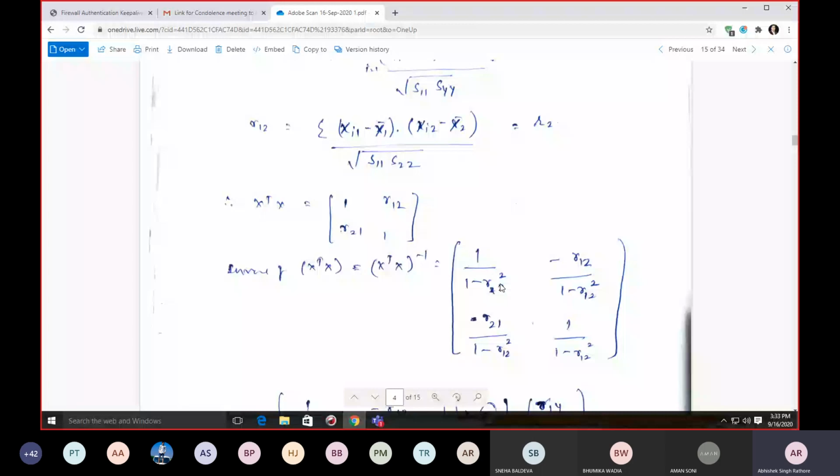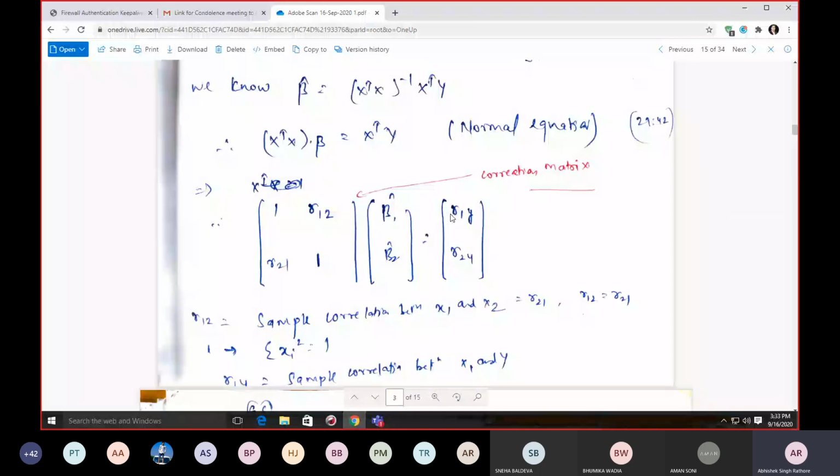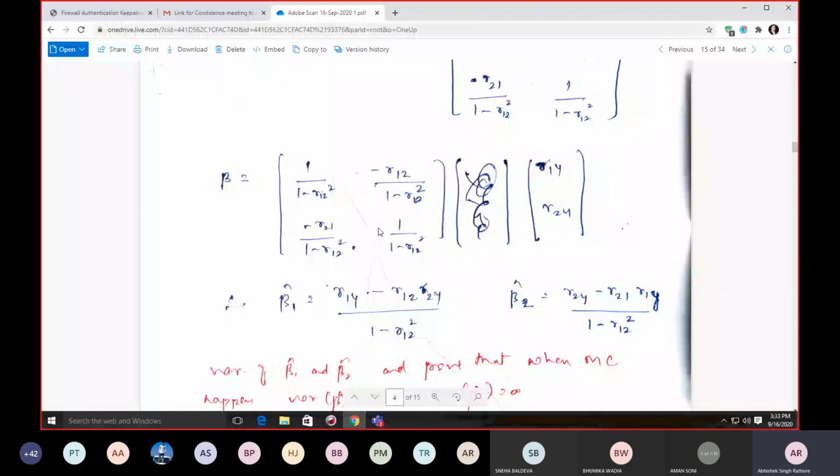So my estimated beta hat is equal to x transpose x inverse into x transpose y. So this is my x transpose y. So we get this x transpose x inverse, and this is x transpose y. So this is how we calculate the value of beta hat.